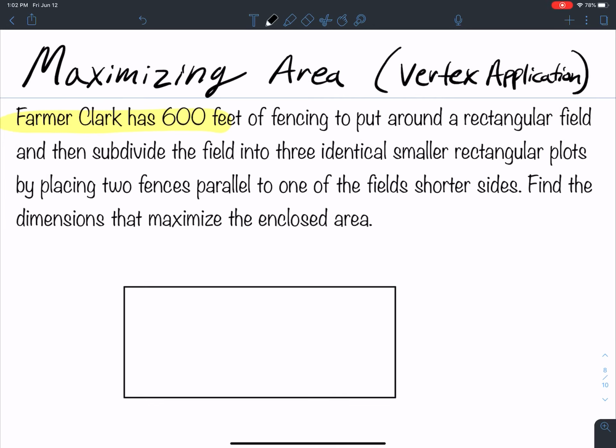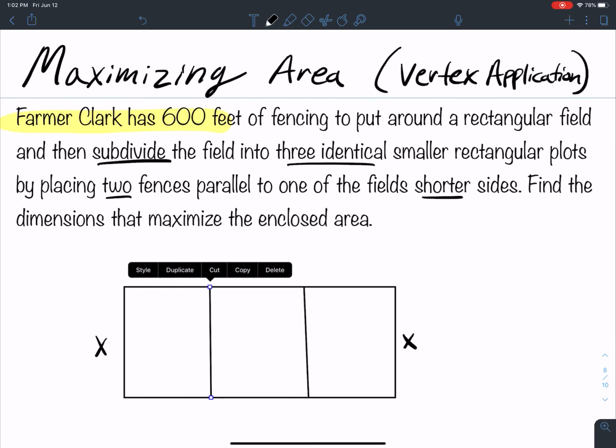And that field is subdivided into 3 identical smaller rectangular plots where 2 fences are parallel to the shorter side. So the shorter sides, we'll call that X. And I've got 2 fences that I'm going to use to divide this up into 3 equal parts. I'll do my best to make it look equal. That's about as close as I'm going to get. So each of those has a length of X.